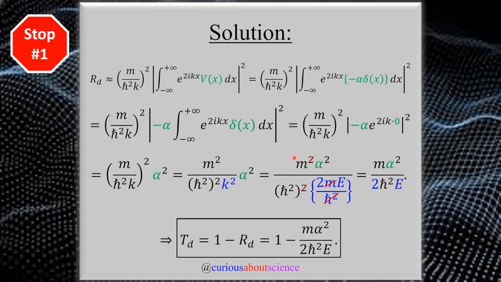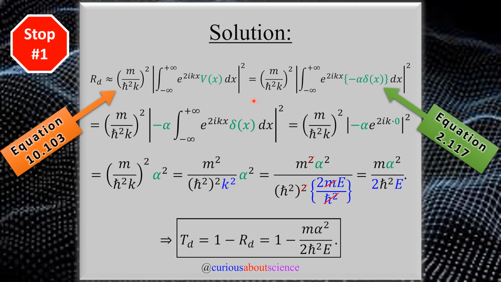Alright, so stop number 1, we run straight into problem 18. Let's first start with the delta potential, and what we see is that the reflection coefficient, which is given from 10.103, takes this form where we have some constants up front, m over h bar squared k, all squared. Pretty normal stuff that we've seen in this chapter. The infinite integral, now we have e to the 2ikx with the potential. And since the potential here is the delta potential, that was given to us by equation 2.117.